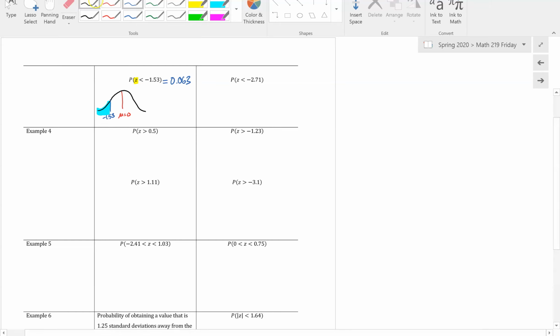Let's go ahead and try this next one. The probability of getting a z-score to the left of -2.71. -2.71 is very far to the left, right? That's 2.71 standard deviations below the mean. Because I want a z-score to be less than that, I'm looking for the area that is left of that. So it should be a smaller number than this. It's less area, so therefore it should be less probability.